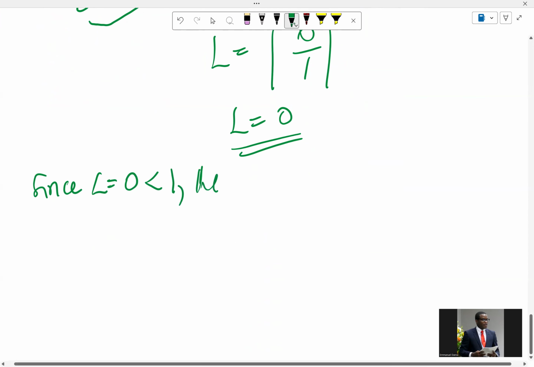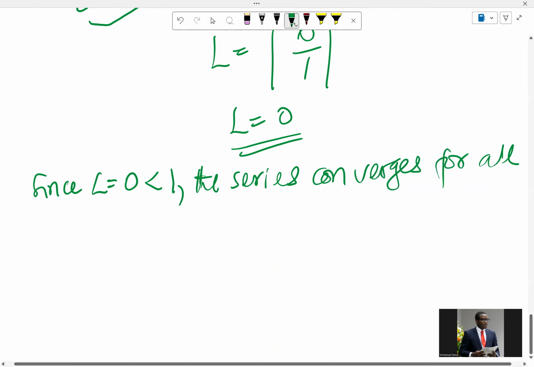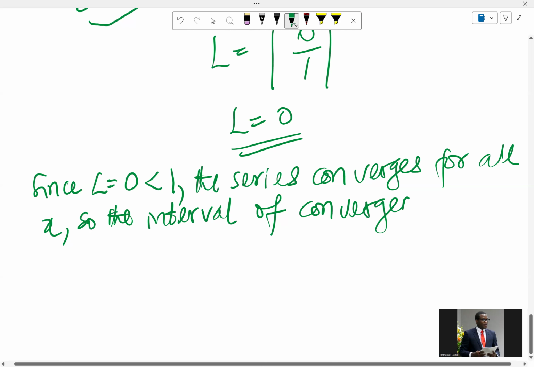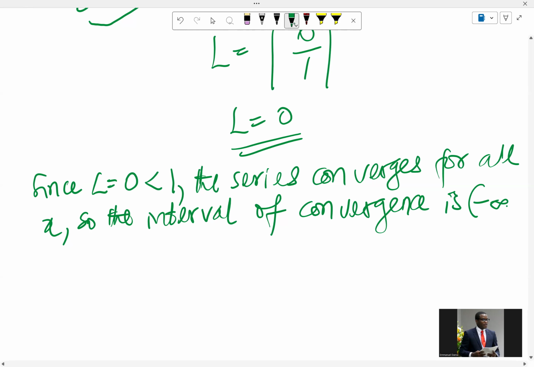then you can say the series converges for all x. So the interval of convergence is minus infinity to infinity. Whenever you get L to be 0 like that, that's the interval of convergence.